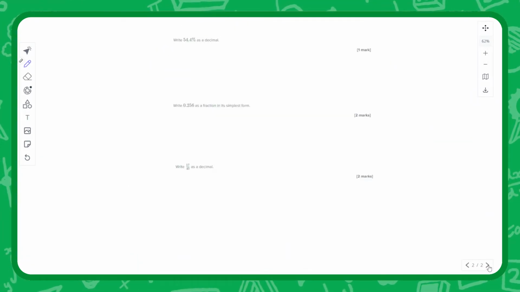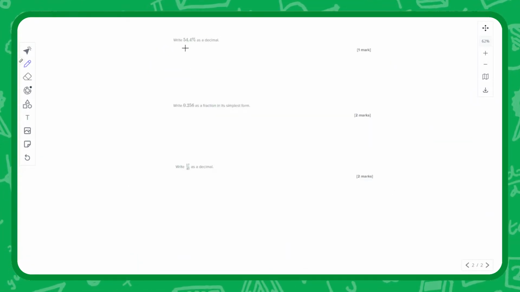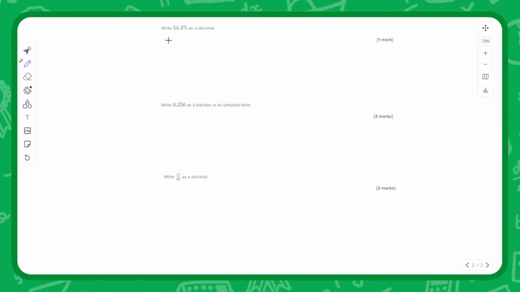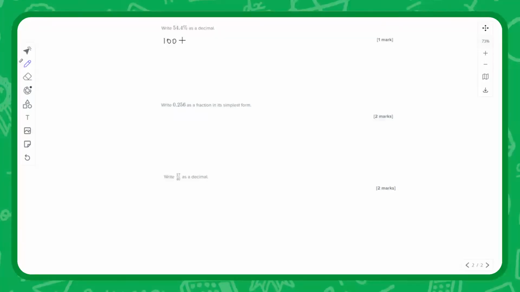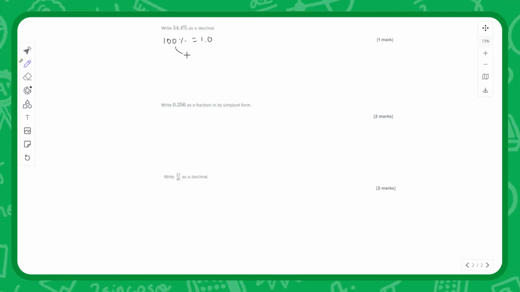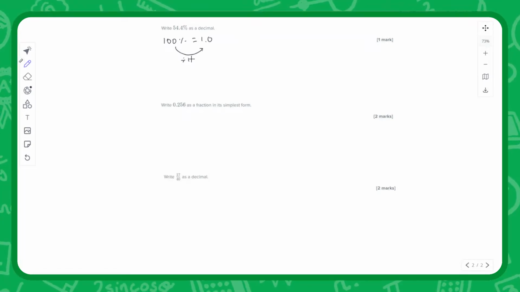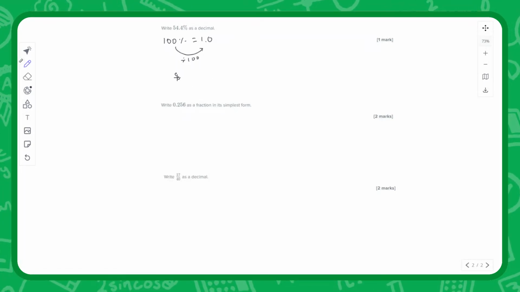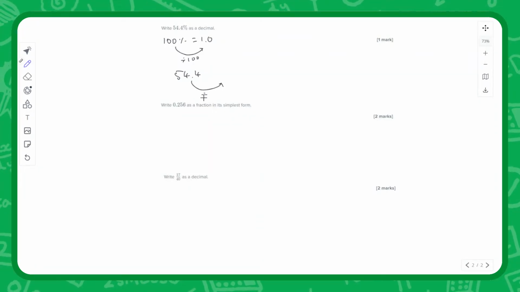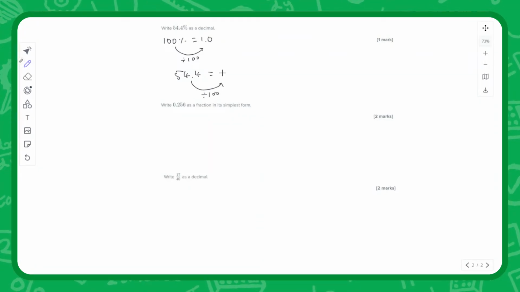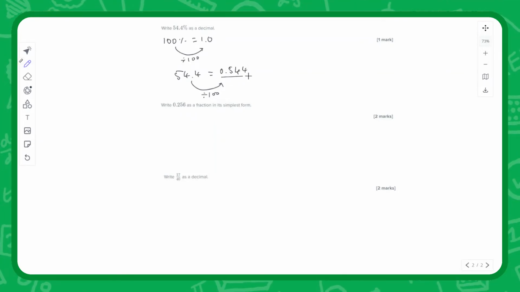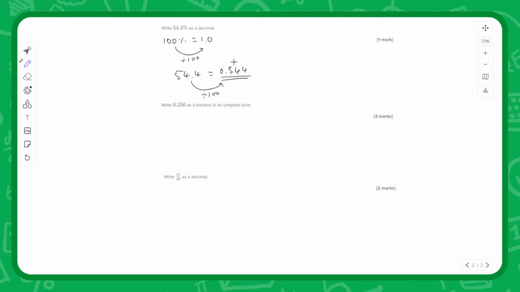Right, let's do a couple of exam style questions. So we'll look at 54.4% as a decimal. Well, we know how to do this, right? We know that 100% is just equal to 1. And so I know that to convert between the two, I've got to divide by 100. Well, in this case, 54.4 divided by 100 is going to give me 0.544. And it's as simple as that, if you can read my fours.